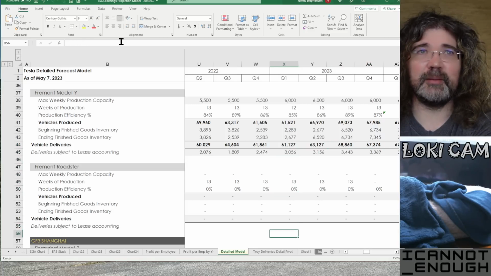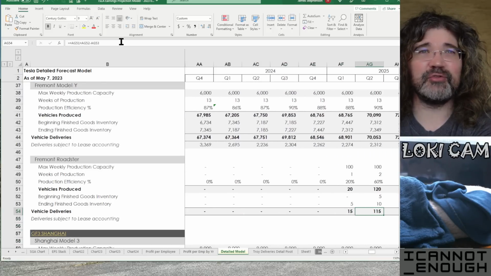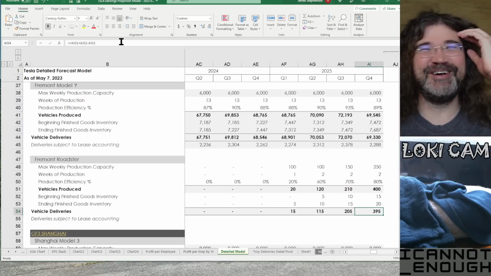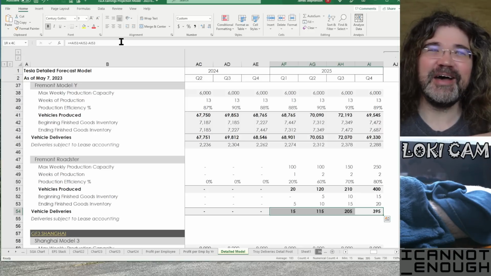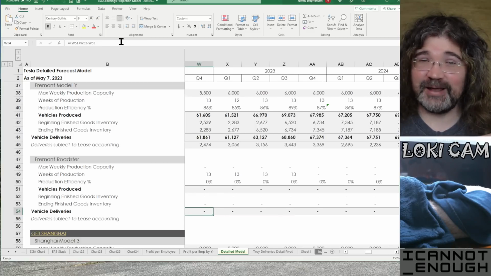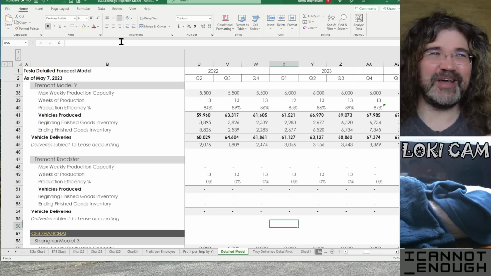Fremont Roadsters, there aren't going to be any of those made anytime soon. Do I have a forecast for those to happen next year? No. Okay, maybe in 2025 we get a few Fremont Roadsters. This is not very many, folks. That's about 700 Roadsters in 2025. I'm not going to be off by a lot, no matter how many Tesla produces in 2025. That is not very many.